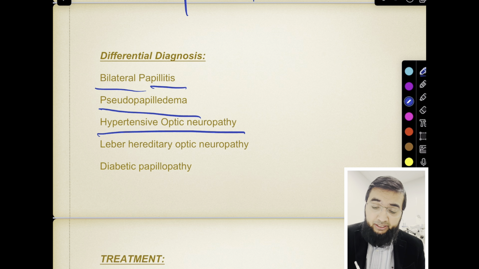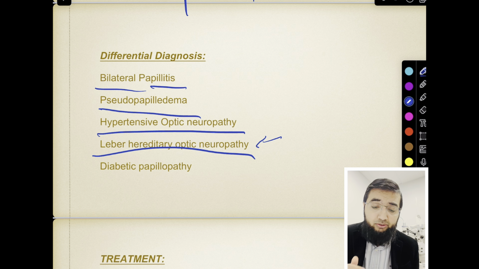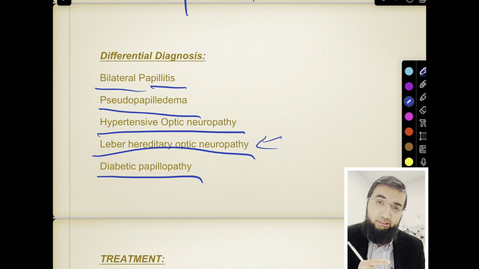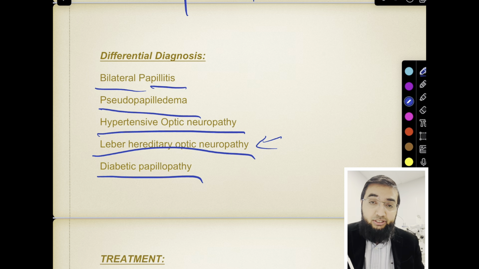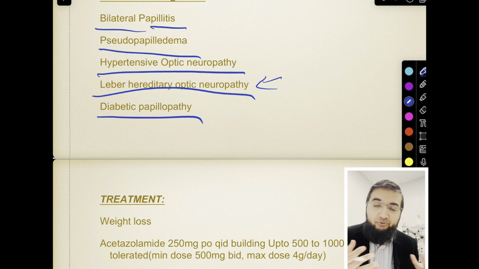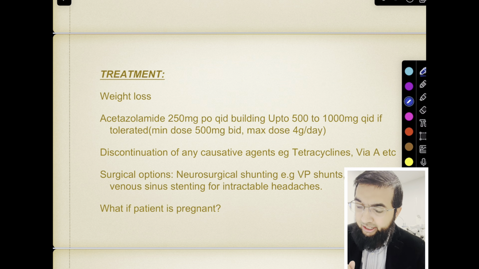Leber hereditary optic neuropathy. So you might be just born with this condition that's causing all those things. Or diabetic patients can also have this kind of nerve swelling going on, which is called diabetic papillopathy. So you need to know them. If you don't have them in the back of your mind, you will forget it, you will miss it, you will cause problems to the patient. Things come back to you eventually, so you have to be very, very careful.